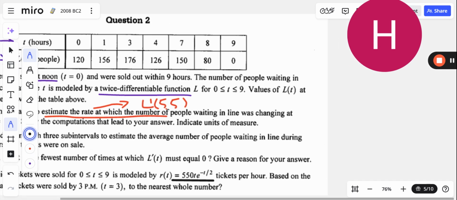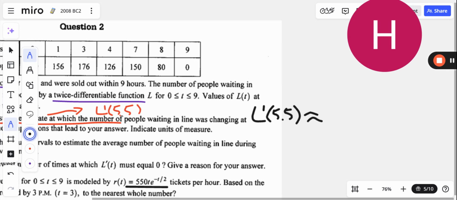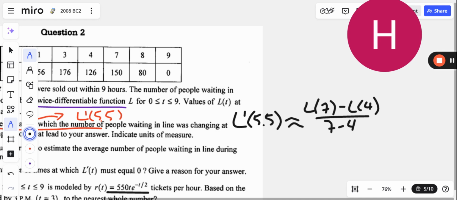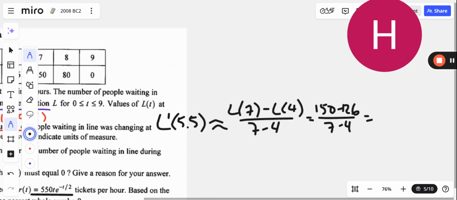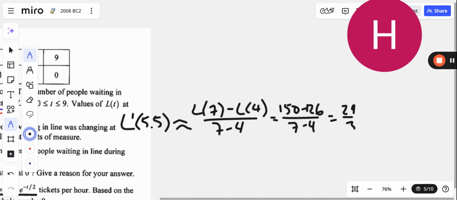Okay, so we can say L prime of 5.5 is approximately L of 7 minus L of 4 over 7 minus 4. And so you just subtract the values, 150 minus 126 over 7 minus 4. That turns into 24 over 3. So we have an average change in the number of people in line of about 8. So we'll say about 8 people per hour.